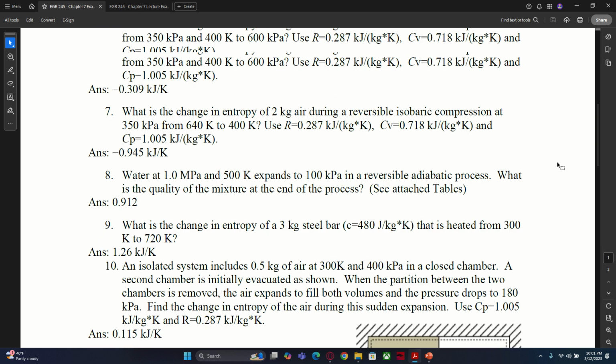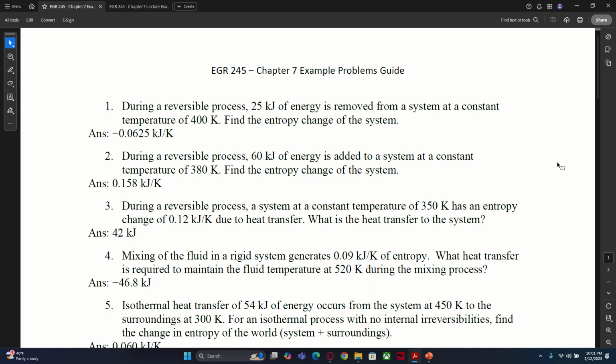Going to the first problem: during a reversible process, 25 kilojoules of energy is removed from a system at a constant temperature of 400 Kelvin. Find the entropy change for that system.